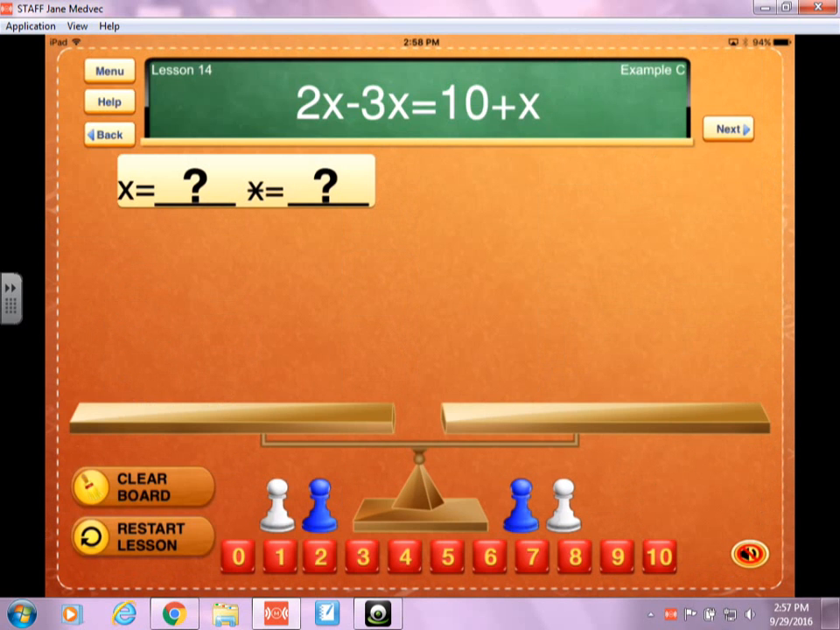Okay, so I've got 2x minus 3x equals 10 plus x. Okay, so if you're doing this, you go, okay, I'm going to add 2x, and then it says to take away 3x. Can I take away 3x? No. So you're like, great, now what do I do?